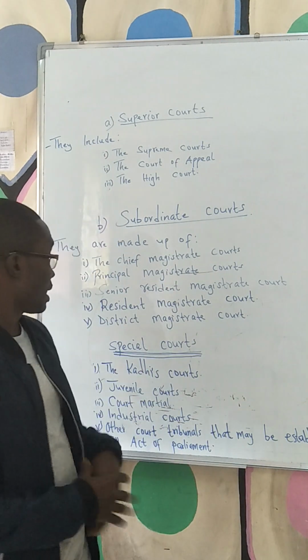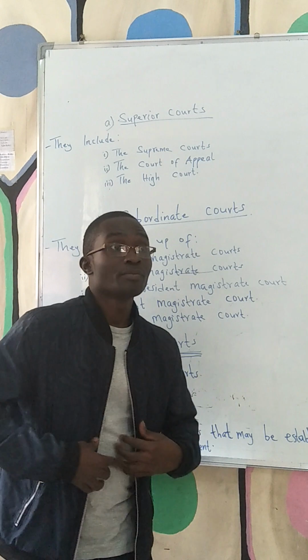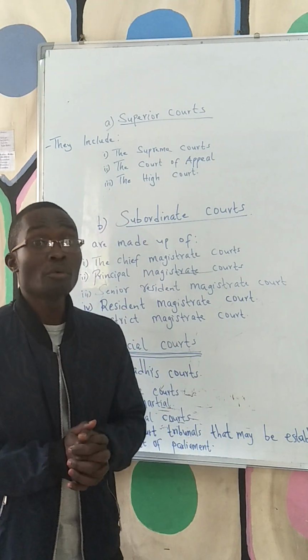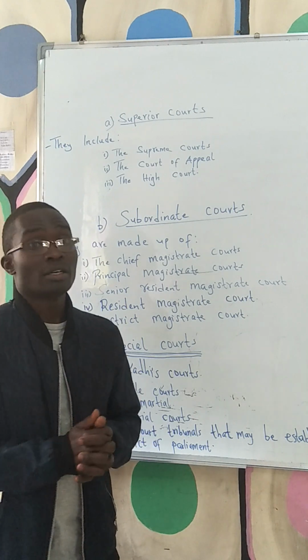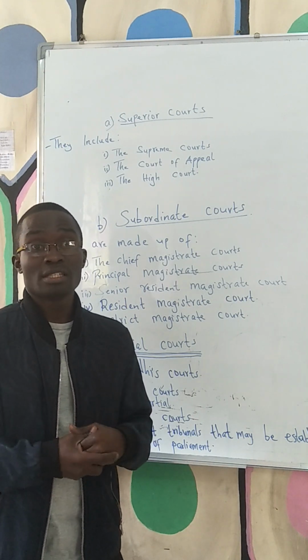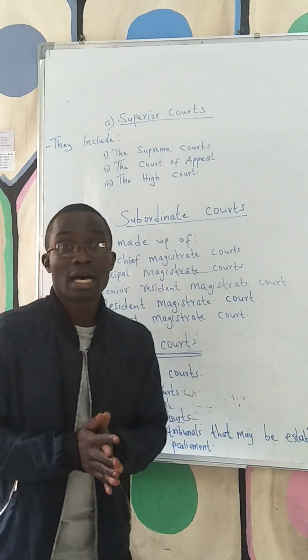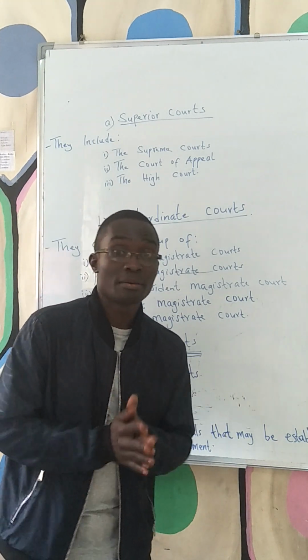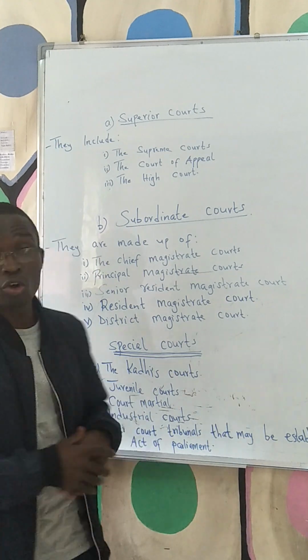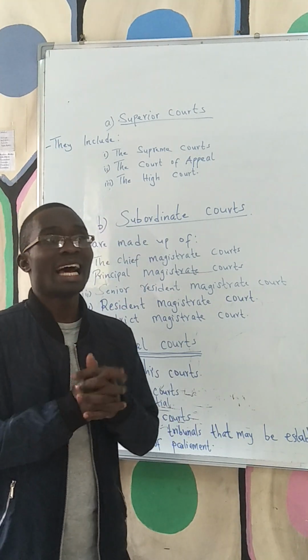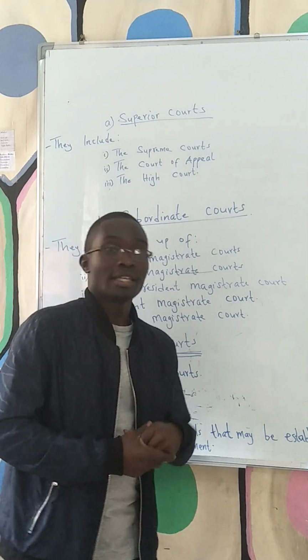Let me start with the Kadis court. Kadis courts determine cases involving Muslims. They follow Muslim law, determining cases which involve the social way of life, that is divorce and inheritance among the Muslims. Then you have juvenile courts. Juvenile courts determine cases of people who are under 18 in Kenya.